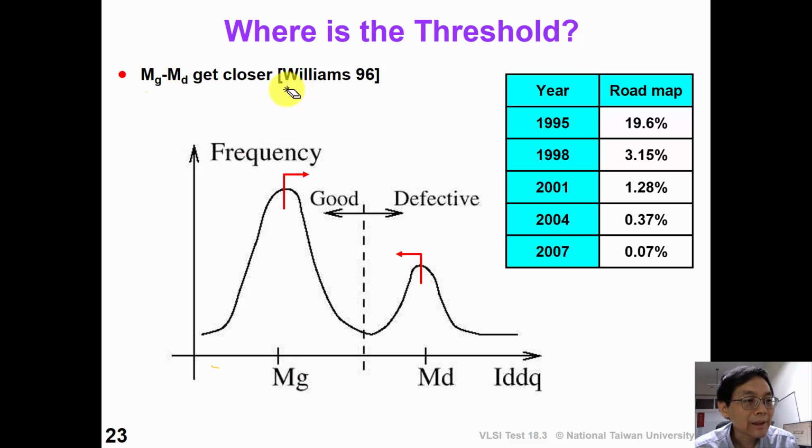So at the end of the 1990s, it was predicted that IDDQ testing cannot scale with technology. As shown in this picture, suppose this is a distribution of good chips, and this is the IDDQ distribution of defective chips. The means of these two populations are getting closer and closer. So it was predicted that in the year 2000, we will not be able to use IDDQ anymore.